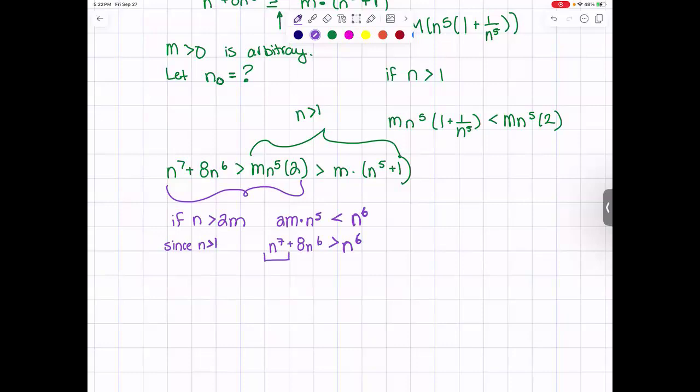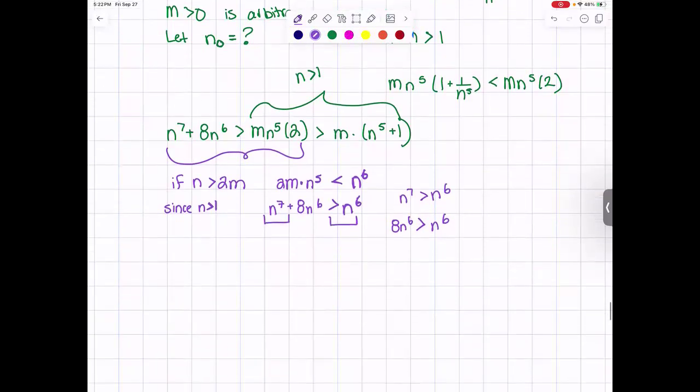So there's no reason for this not to be greater than this, right? We know n to the 7 will be greater than n to the 6. We know that 8n to the 6 is clearly greater than just n to the 6 alone. Therefore, adding those two together will keep us above n to the 6.